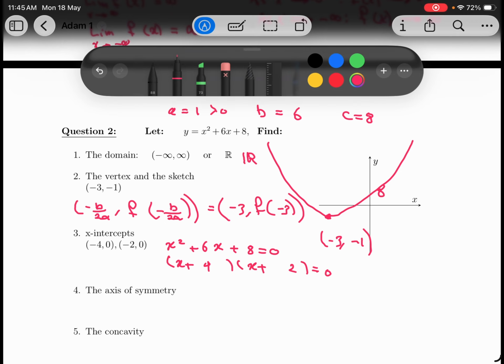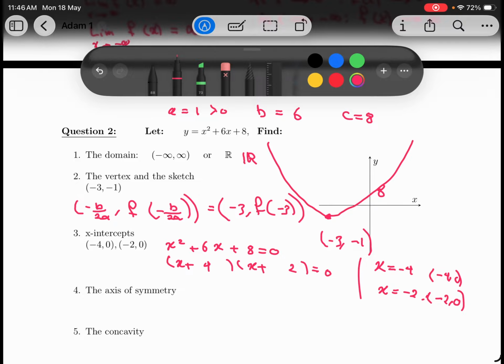Then I have two x-intercepts, I will write them here. So x equals -4, we have to change the sign, or x equals -2. So we have (-4, 0) and (-2, 0). So we have two x-intercepts here, guys.